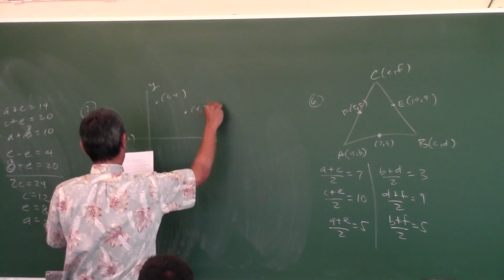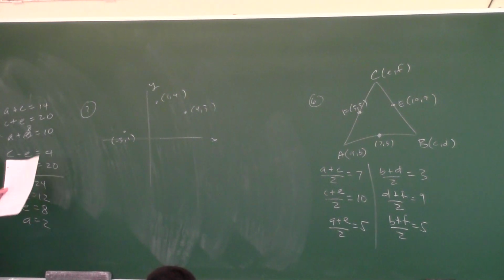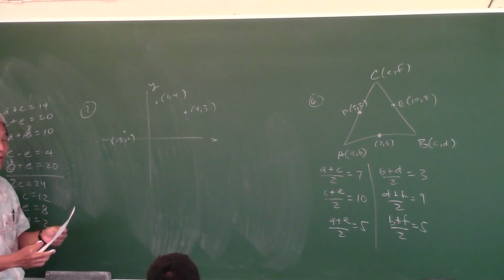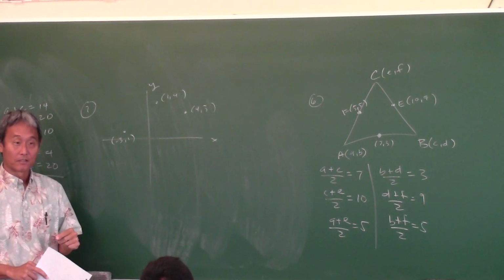Here's (-3, 1) and (4, 3). Now it says 3 vertices of our parallelogram have these coordinates. Find the coordinates of the 4th one. Now, before we even start, do you see that there's 3 answers?